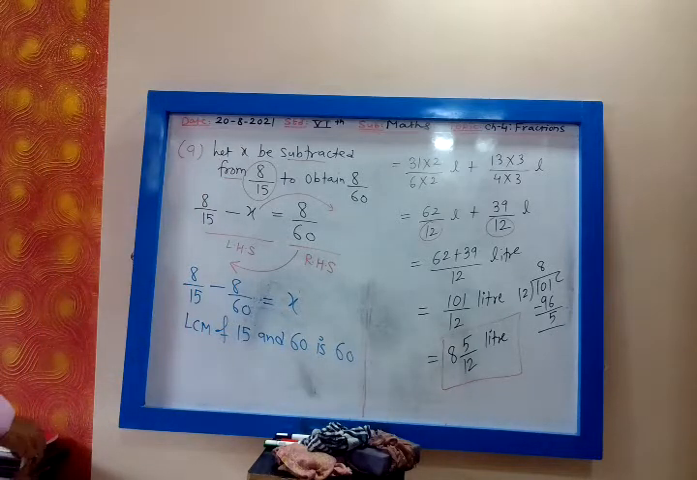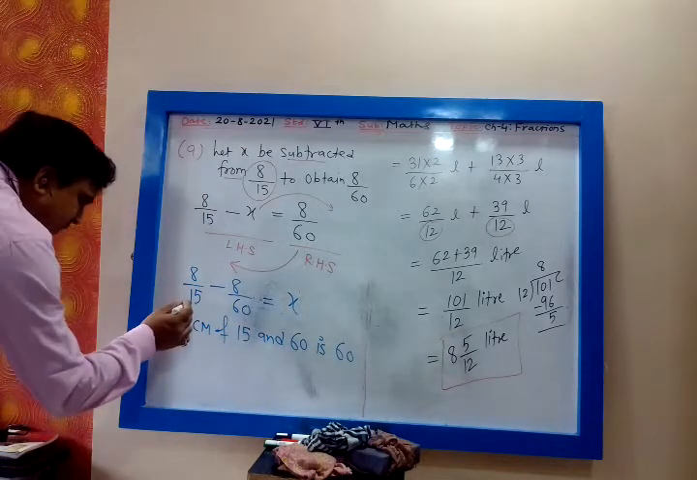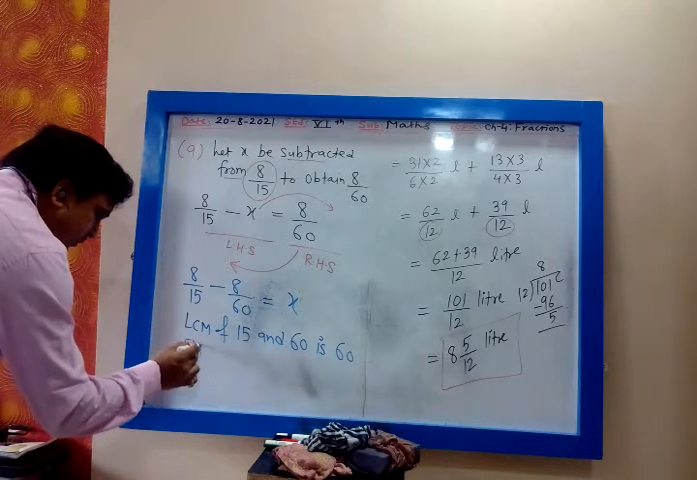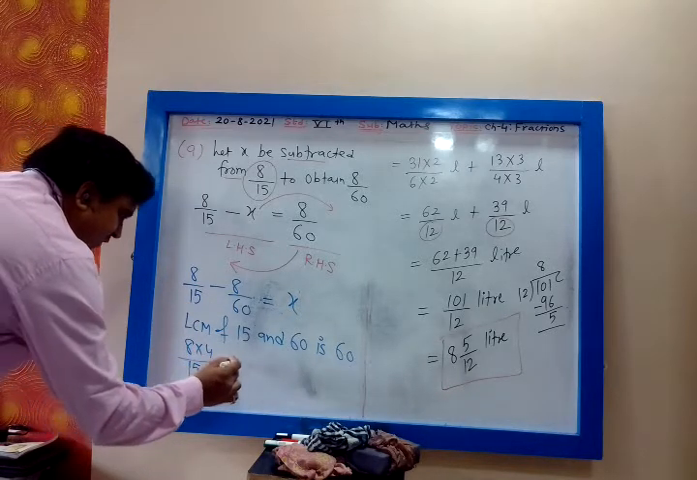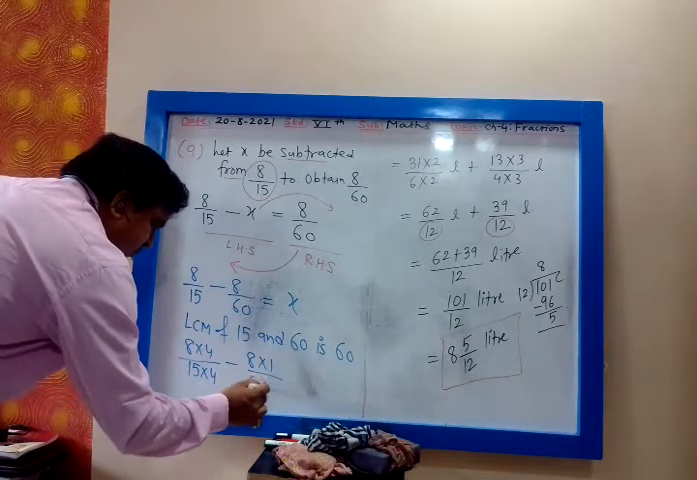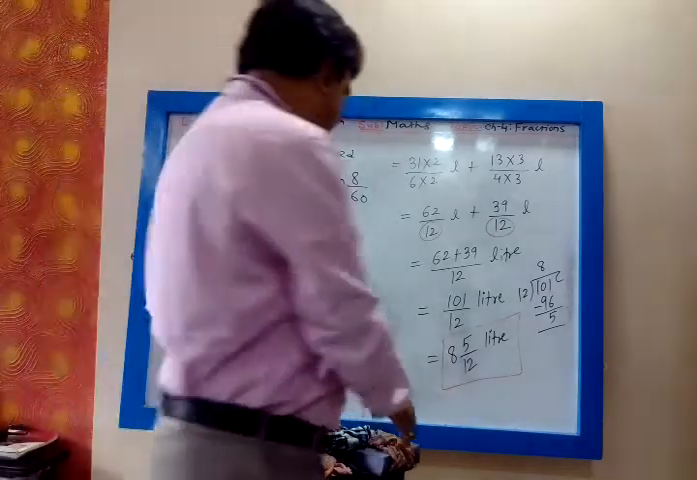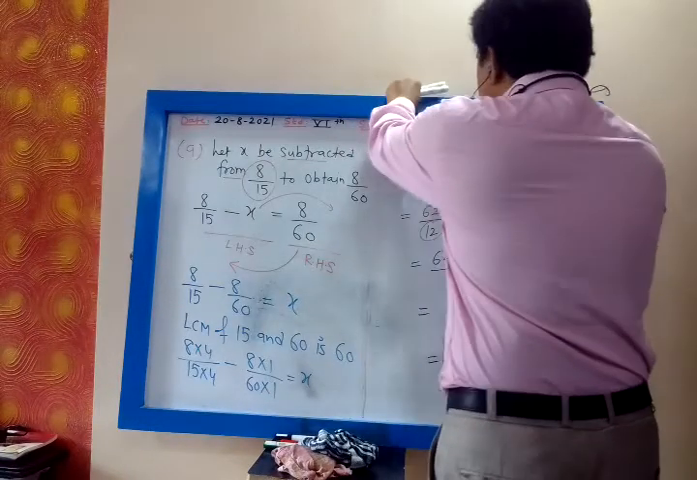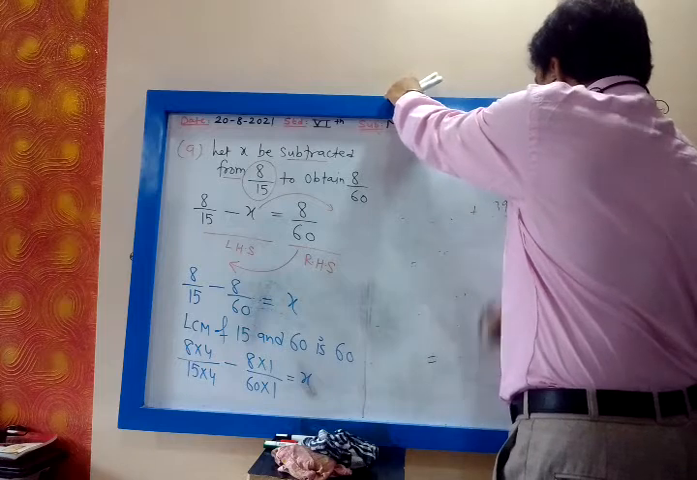LCM of 15 and 60 is 60. So make the denominator 60. Multiply 15 by 4: 8 into 4 upon 15 into 4, minus 8 upon 60, is equal to x. 8 fours are 32.